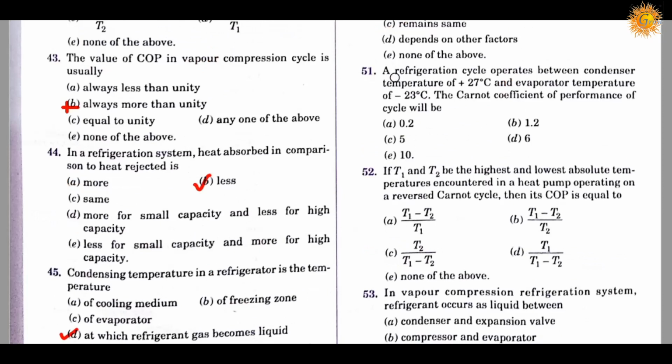Question 51. A refrigeration cycle operates between a condenser temperature of plus 27 degrees centigrade and an evaporator temperature of minus 23 degrees centigrade. The Carnot coefficient of performance of the cycle will be option A, 0.2, option B, 1.2, option C, 5, option D, 6, and option E, 10. So the correct answer is C, it will be 5.